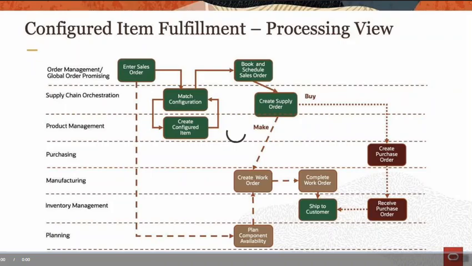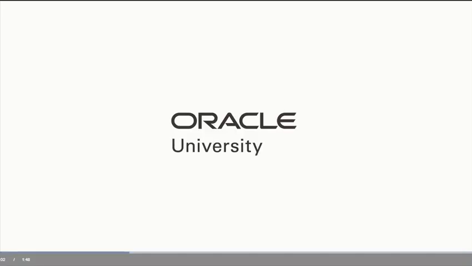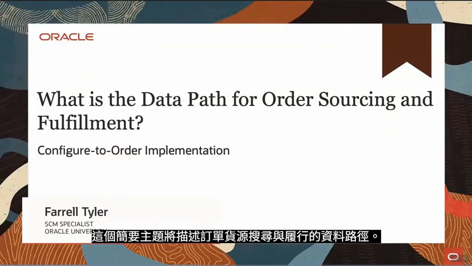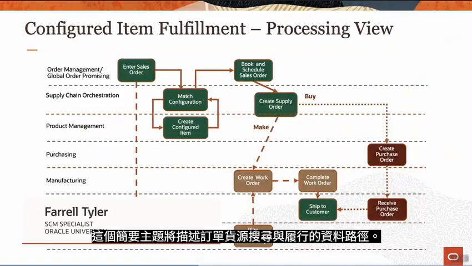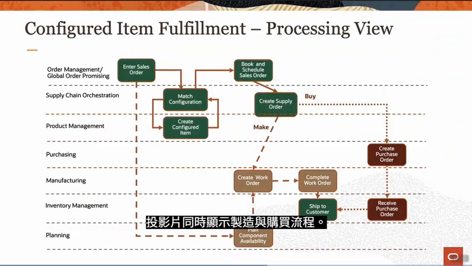This brief topic will describe the data path for order sourcing and fulfillment. This is the data path that supports order sourcing and fulfillment. The slide shows both the make and the buy flows. The common steps will be discussed first.